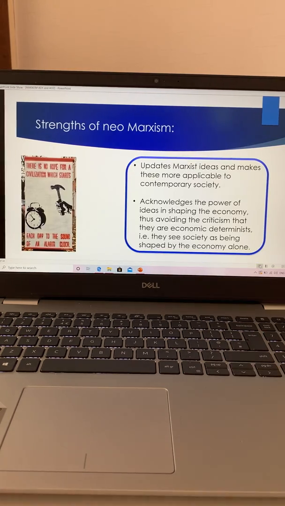So why it's good? It's updating those ideas. It's making it more applicable to a contemporary society. It acknowledges the power that ideas have in shaping it. Neo-Marxism isn't economically deterministic. Traditional Marxism is, because our neo-Marx are seeing society being shaped, you know, not just by the economy, whereas traditional Marxists are.